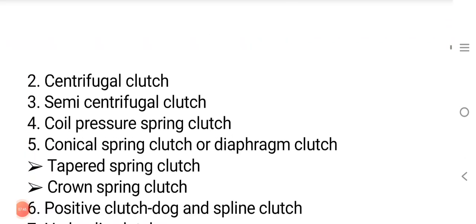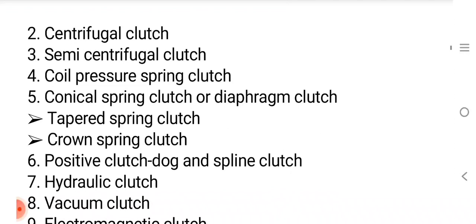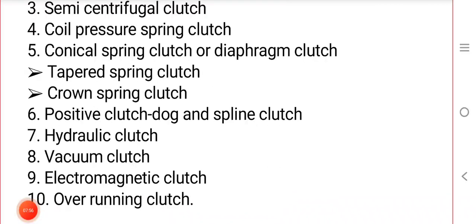The second clutch type is the centrifugal clutch, the third type is the semi-centrifugal clutch, the fourth one is the coil spring clutch, and the fifth one is the conical spring or diaphragm clutch. The conical spring clutch is classified into 2 types: tapered spring clutch and ground spring clutch. Then there are the positive clutch, dog and spline clutch, hydraulic clutch, vacuum clutch, electromagnetic clutch and overrunning clutch. These are the types of clutches.